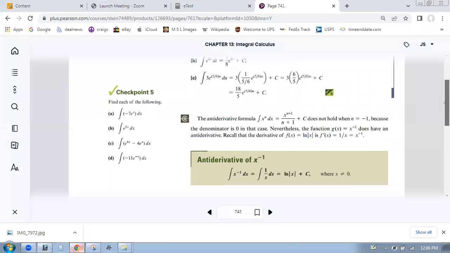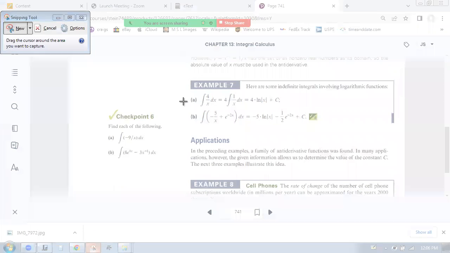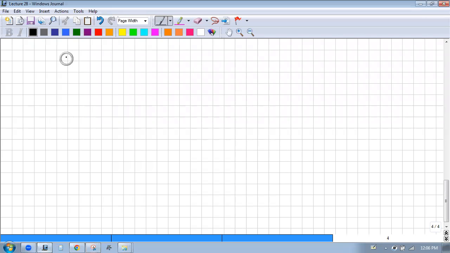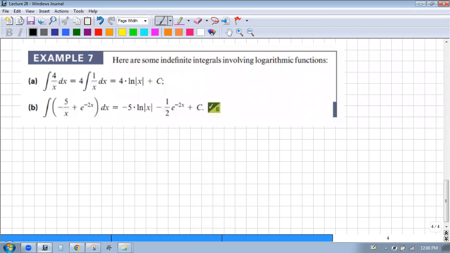Now we're going to do a few examples. We'll redo that over and over and over again. Hammer it home. So these are just one-liners here. Right? This one, you can pull the 4 out front. Then you have the 1 over x. So we have the 4. Integral of 1 over x is natural log, and then add plus a constant.